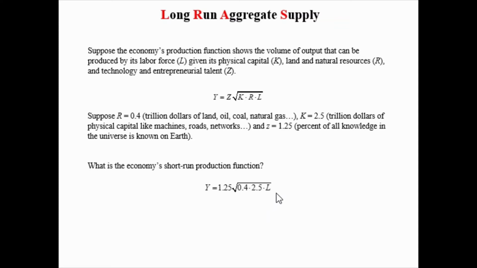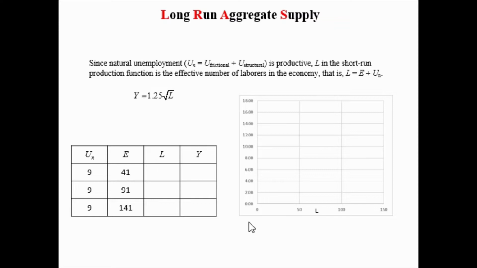Now, when we do arithmetic, the 0.4 times 2.5, well, that's equal to 1. And the square root of 1 is 1, so our short-run production function simplifies to 1.25 times the square root of L. Okay? Now we're going to graph it.